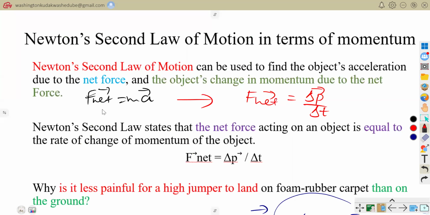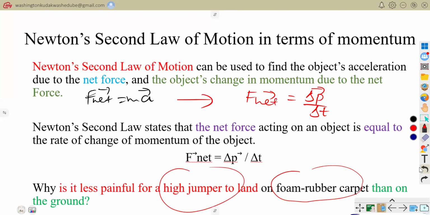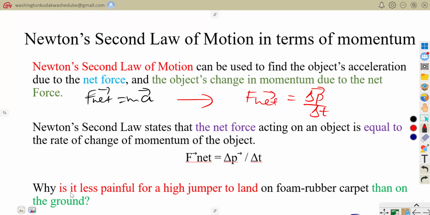So what it simply means is that Newton's second law states that the net force acting on an object is equal to the rate of change of momentum of the object. This explains why it is important to use foam rubber carpet when we are doing high jump. This is why it is less painful for a high jumper to land on a foam rubber carpet than to land on the ground.